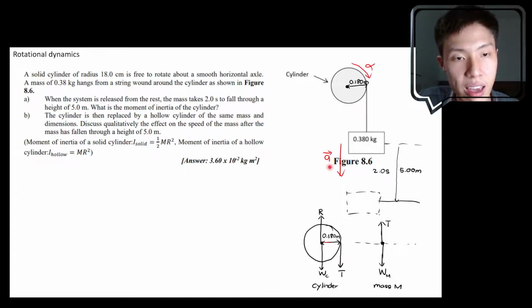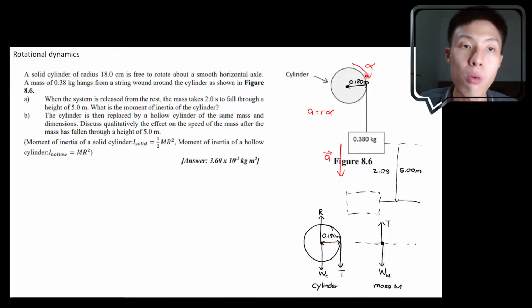And this acceleration and this angular acceleration should be related using a = Rα, because you assume this string never gets loose. So if the block accelerates by A, any point on the circumference of the cylinder will move by the same amount as well. If the block accelerates with acceleration of A, any point on the circumference of the cylinder will also be accelerated by A.